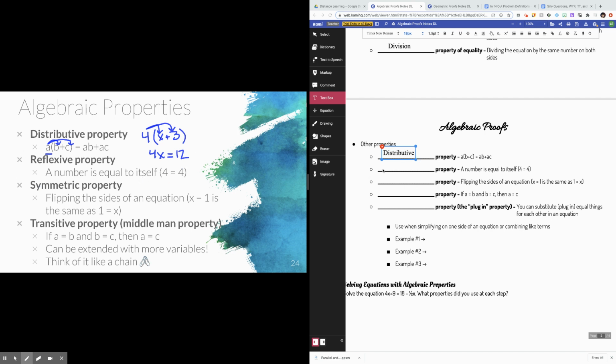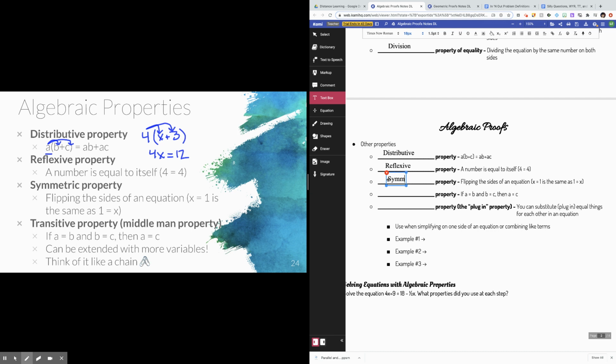These next two properties, the reflexive and the symmetric, we don't use very often. The reflexive property is that a number is equal to itself. You can kind of think about your reflection in a mirror: you're still you, you are equal to yourself. The symmetric property is when you take two sides of an equation and you flip them.